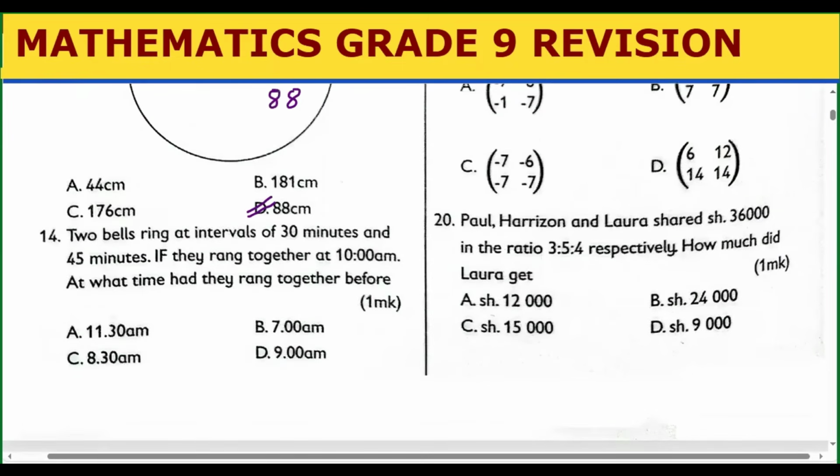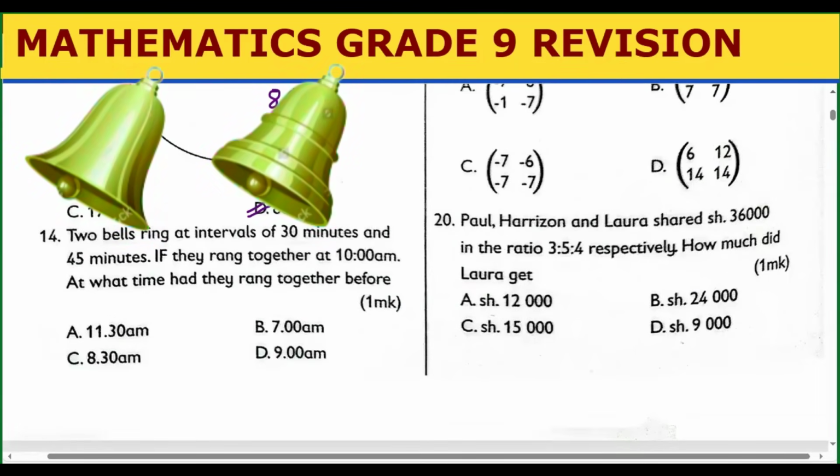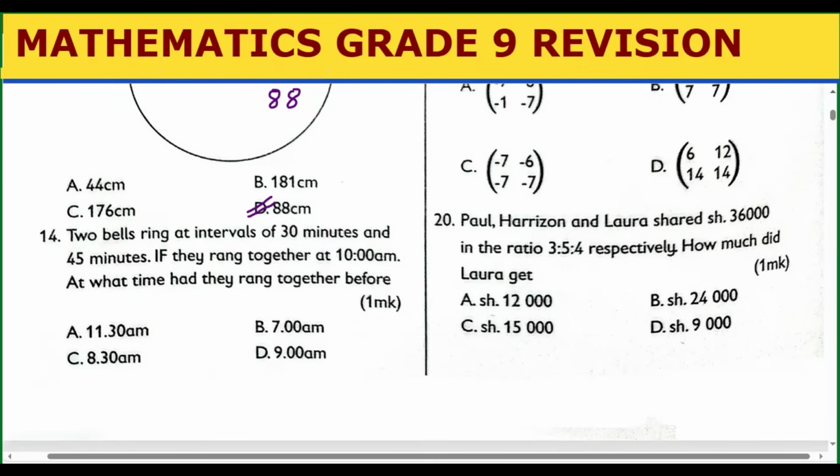Yeah, it's good. Two bells ring at intervals of 30 minutes and 45 minutes. If they rang together at 10 a.m., at what time had they rang together before? You need to be careful. When you are asked about bells ringing at intervals, this is called LCM, least common multiple.